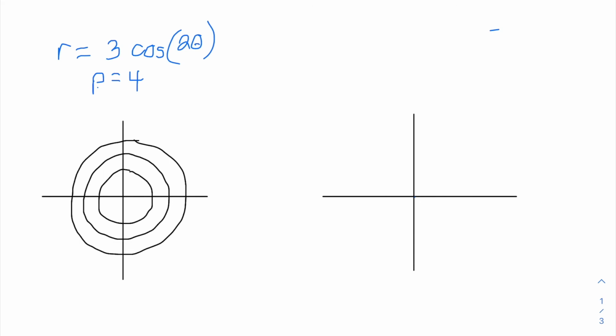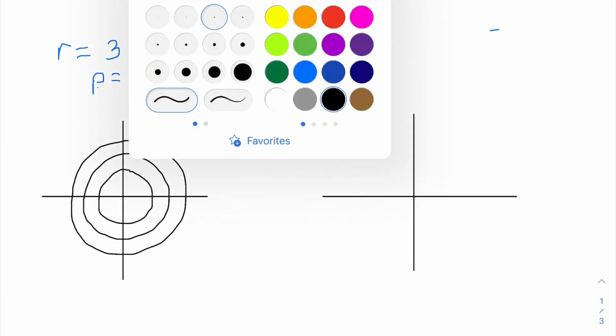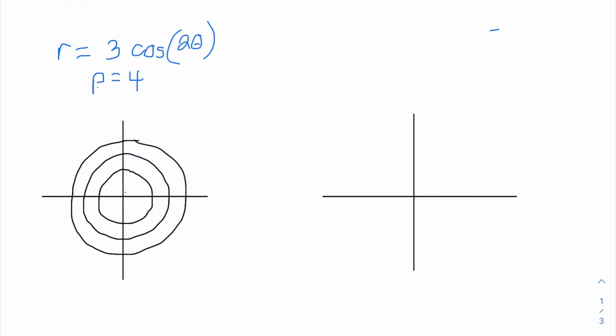So for this, we have 4 petals. So we're going to start along our x-axis in the positive direction. And our value of a is 3. So we're going to go out to that third circle. We go 3 units along that x-axis. And then we're going to evenly space this.